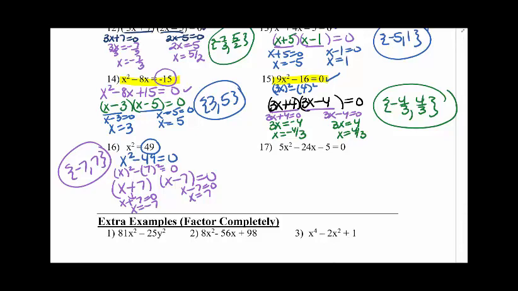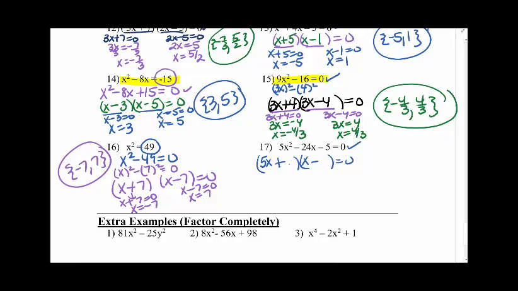So the last one for this section, it's equal to 0. We can do this problem with trial and error or the AC method. I'm going to go ahead and use trial and error because I can see that 5 is prime. My signs will be opposite. Again, I don't know right now which one's positive and which one's negative, but it would be 5x and x. That's the only way I can get 5x squared.